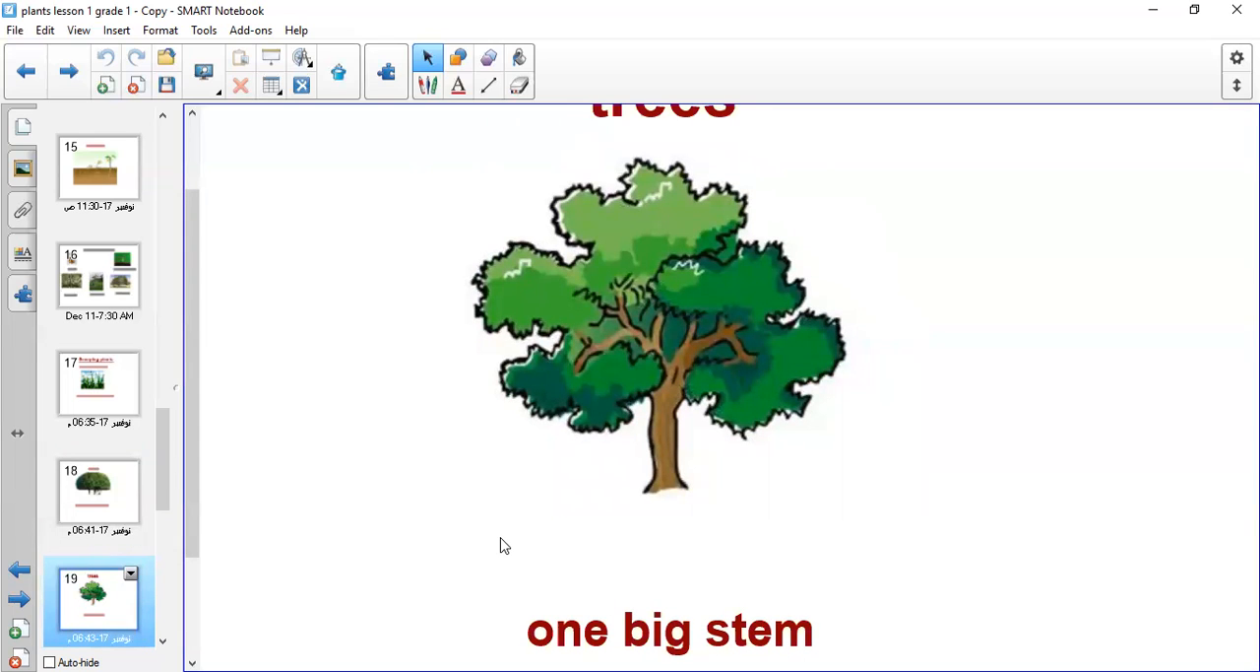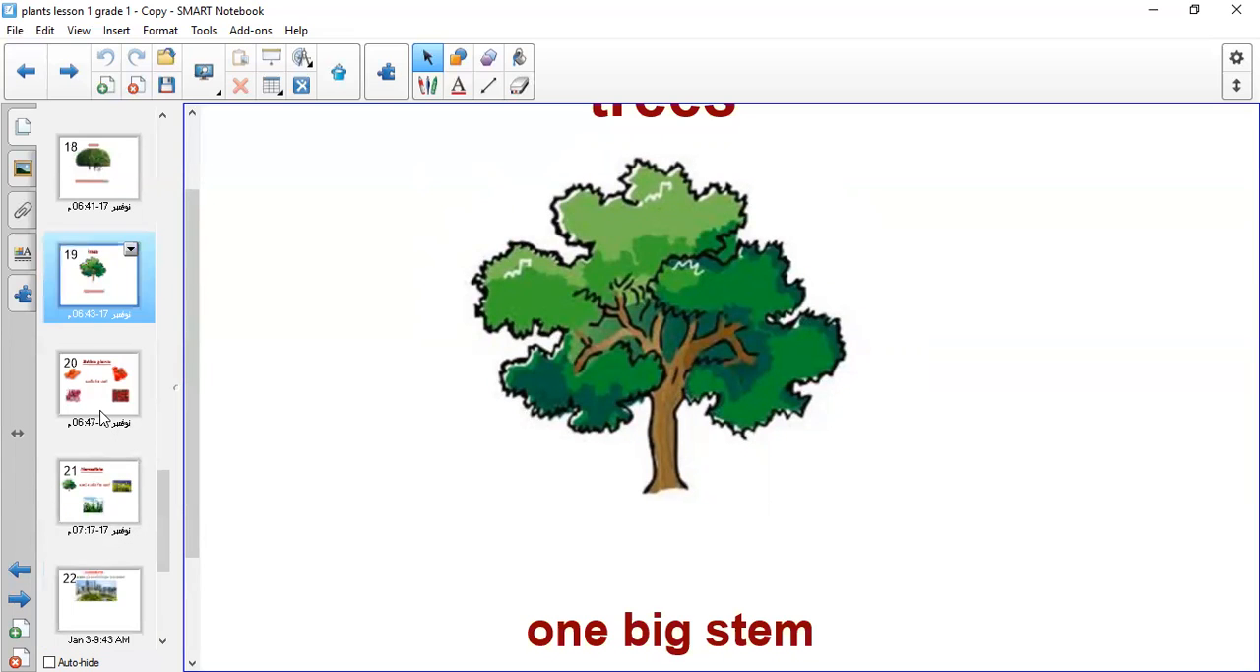So this is the first way of how I can group plants. I should look at their parts. If I see a plant that has long, thin leaves, I should call it grass. If I see a tree that has many smaller stems, we call it a shrub. If I see a tree that has one big stem, yes, you're right, it's called a tree. This is the first thing, that I looked at the parts of the plant.